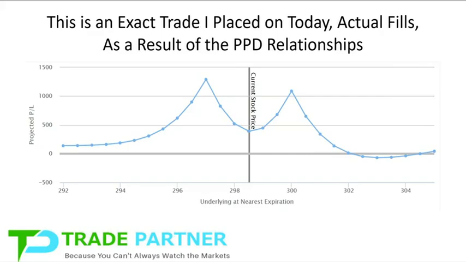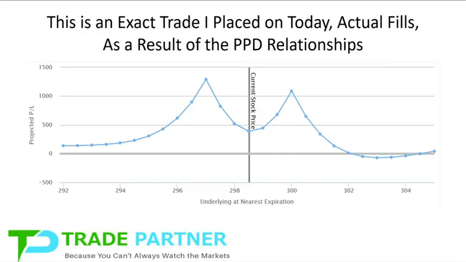In the dip, this is what I call the dead zone in these types of trades. The dead zone shows a profit potential of almost 500, right at 298.50. Not going to happen. I'll be happy if the market's trading at 298.50 on Friday. I'll be happy if I get $250 out of this trade.